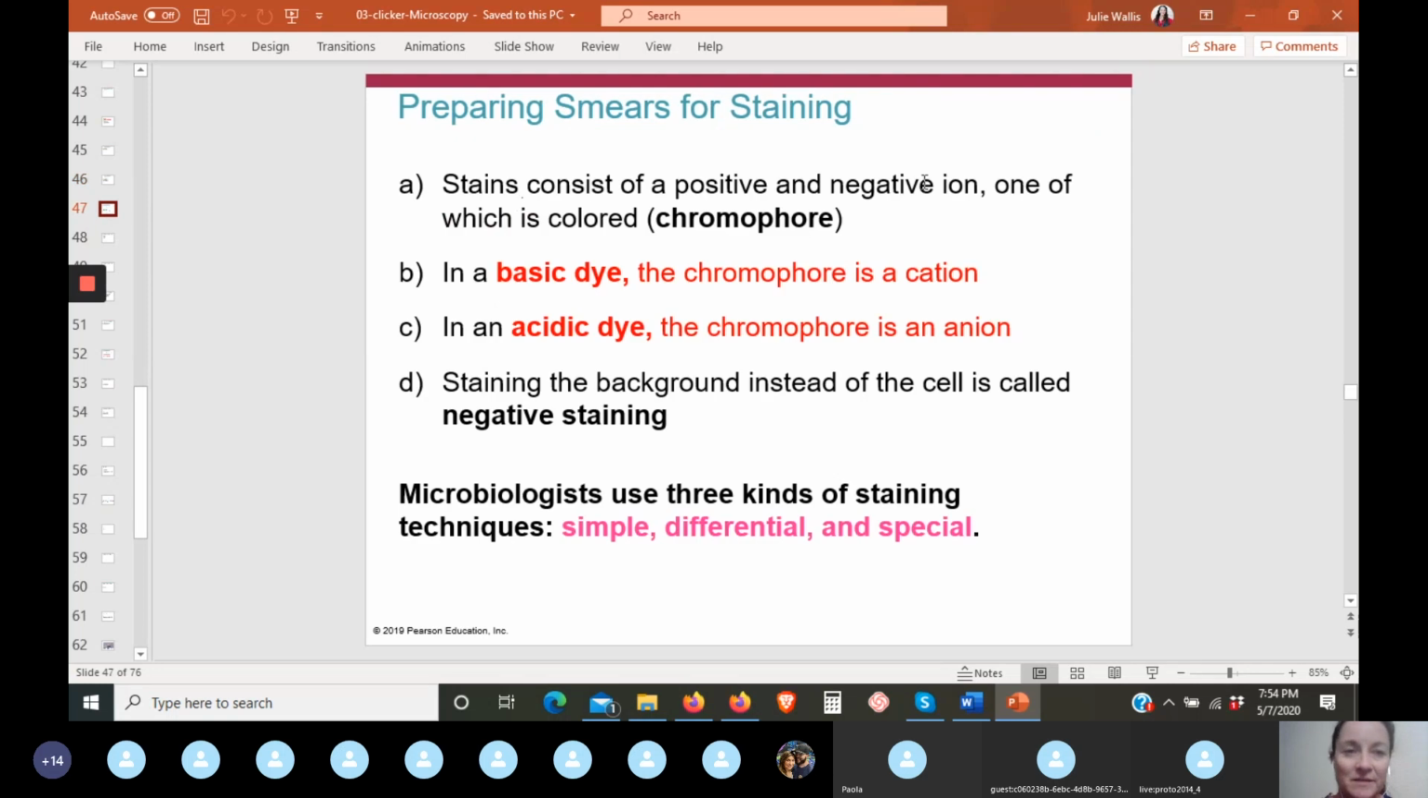Okay, next one. Preparing smears. This is just more information. This breaks down straight from your actual PowerPoint, and I have it included in the chapter 3 need to know document. But basic dye, the chromophore is a cation. Acidic dye, the chromophore is an anion. That is going to allow for the staining of the background instead of the cell, an acidic dye. That is known as negative staining.